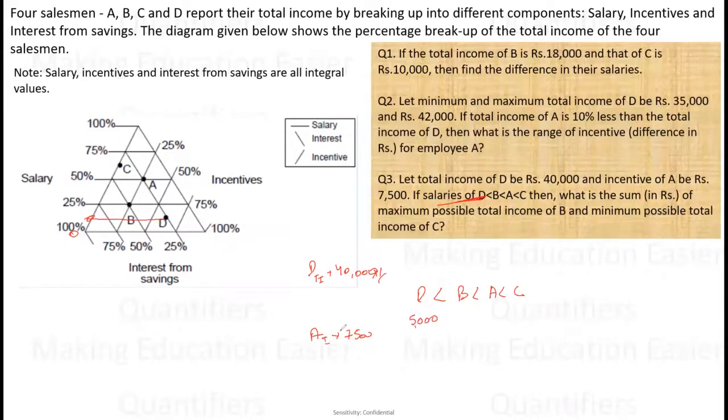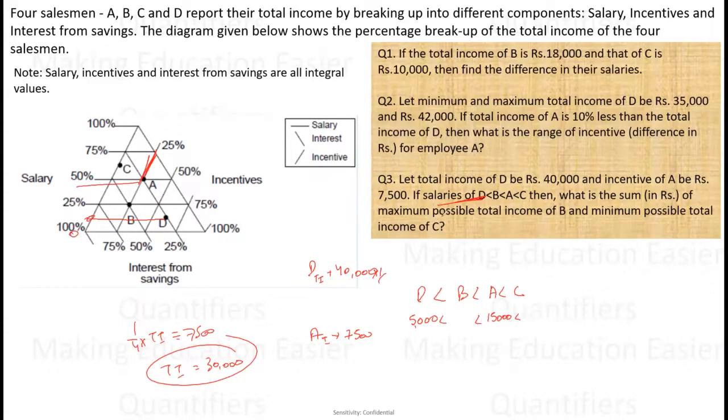Now A's incentive is 7,500, and this is 1/4 of total income. If 1/4 of total income is 7,500, then total income must be 30,000. Now, if the total income is 30,000, the salary of A is 50%. The salary of A must be 15,000. Right. Now, this will help me in calculating or assuming the salaries of B and C respectively.